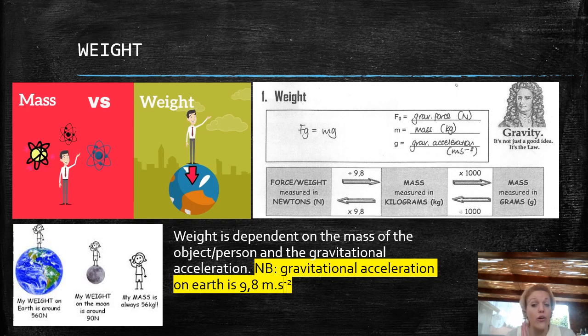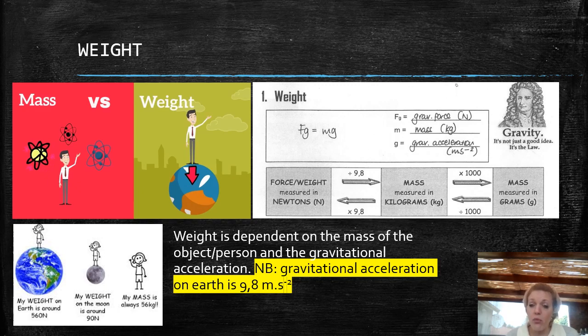Now remember what I said, on Earth it is 9.8. That doesn't mean that on other planets it might not be higher or lower. The acceleration might be far larger or far quicker on Jupiter or Mars. You never know. There are different gravitational accelerations depending on where you are. But for Earth, it's 9.8. So what am I going to do if I want to figure out the weight of an object? I'm going to take mass multiplied by gravitational acceleration.